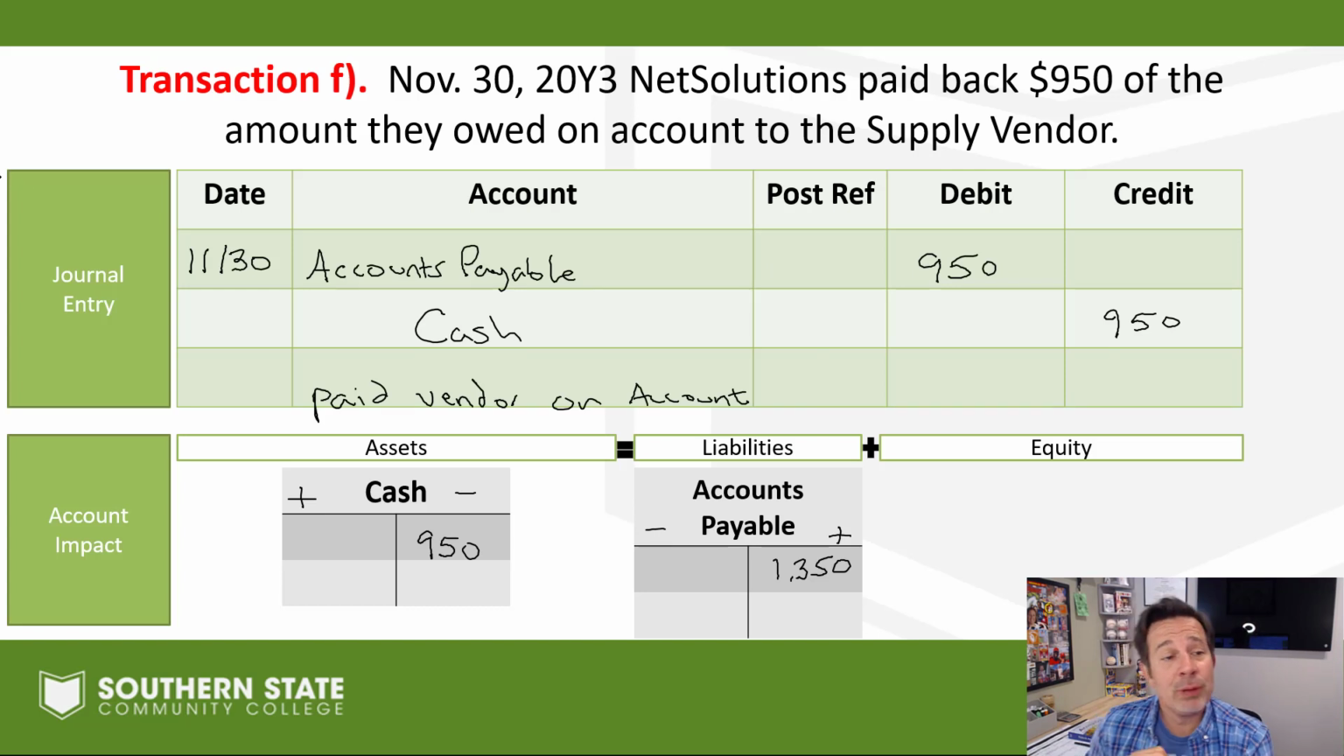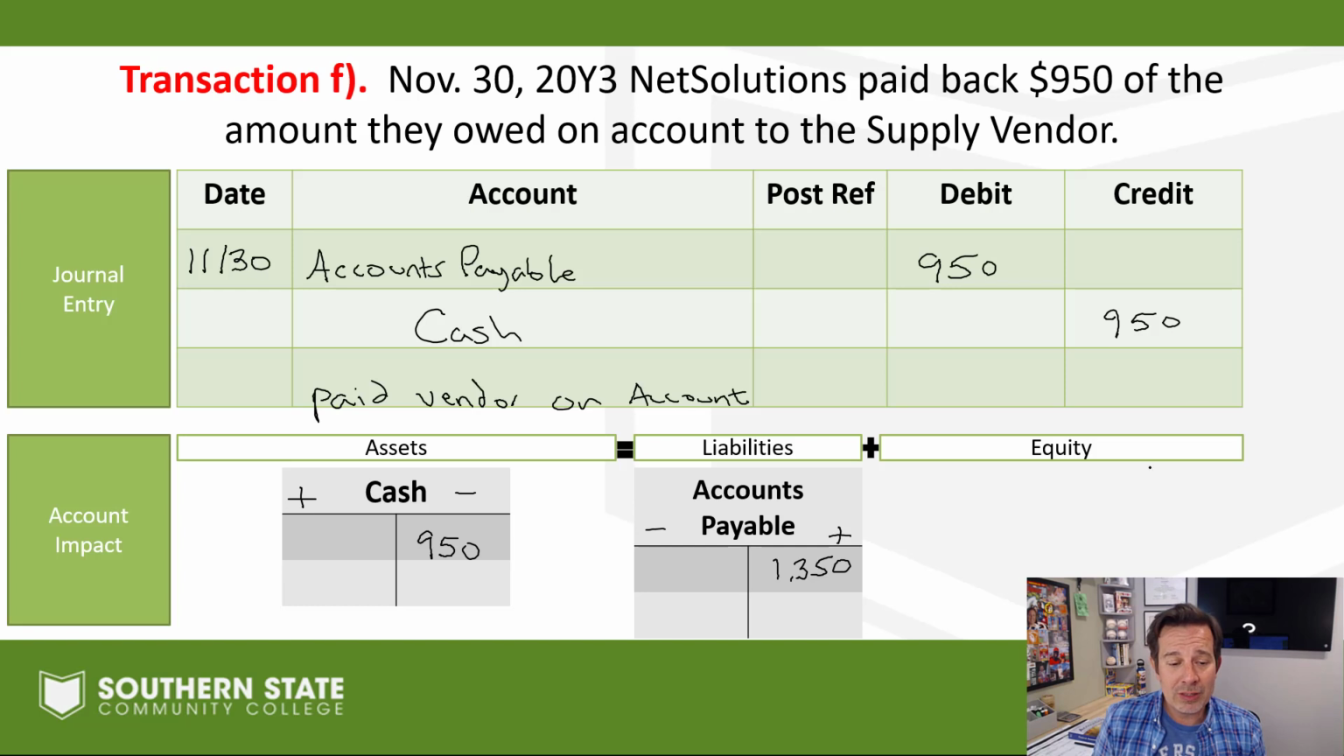Alrighty, 2 accounts in play here. We had an accounts payable where we owed the vendor, where we bought supplies but didn't pay them right away. And then we have a cash account where we're actually paying back some of the money that we owed here. And so two accounts in play. The first account we're going to hit is accounts payable. We're going to hit that with a debit.